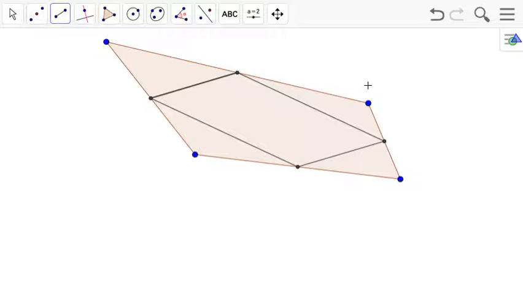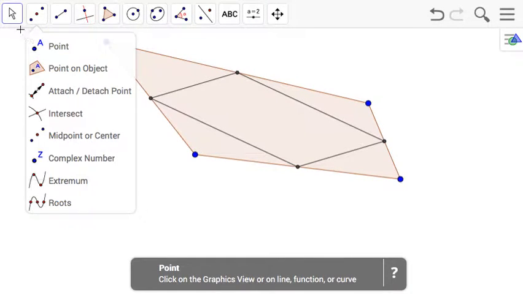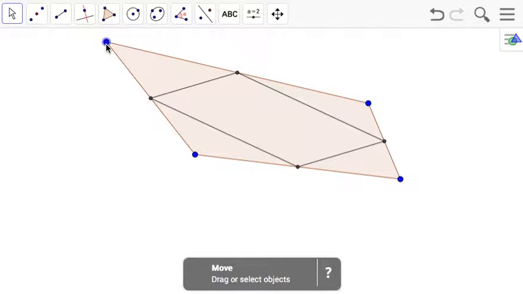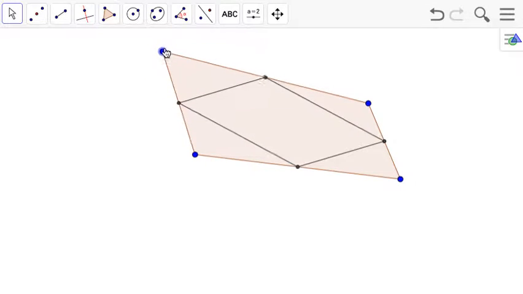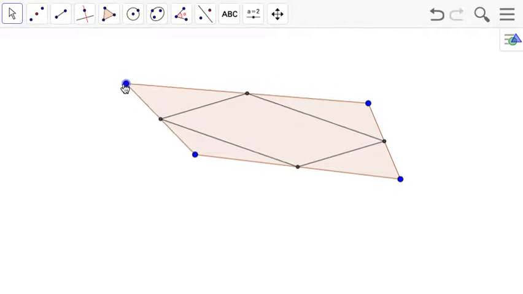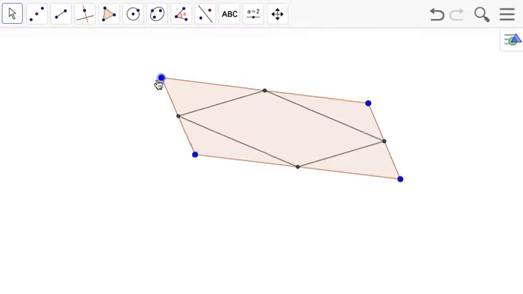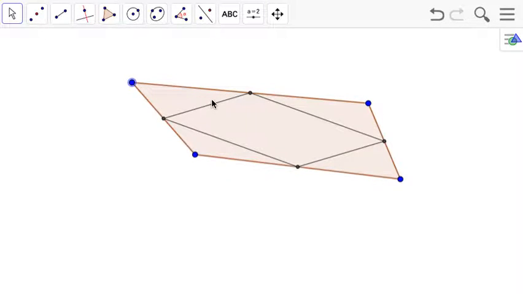We can now have our students make a hypothesis about the shape in between there. So I can even move the vertex of the original quadrilateral to see if their hypotheses hold true. But I can also verify whether their hypotheses hold true.